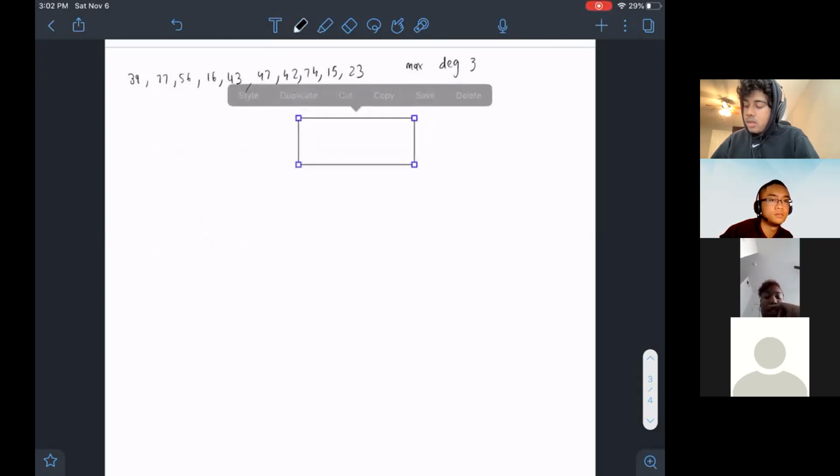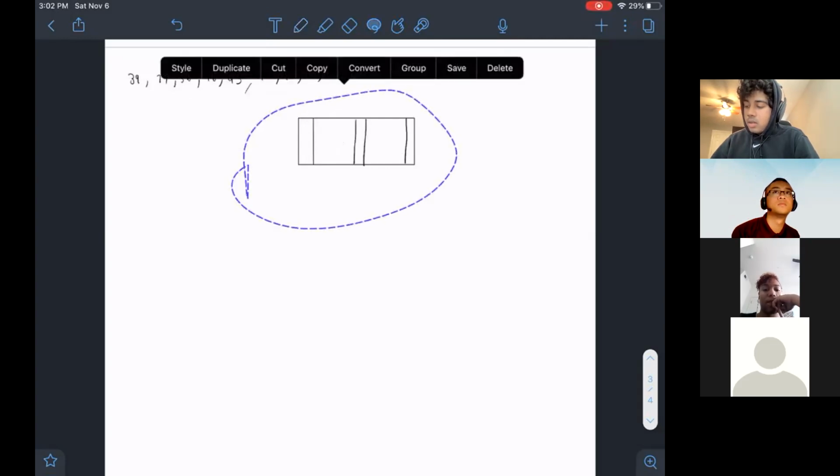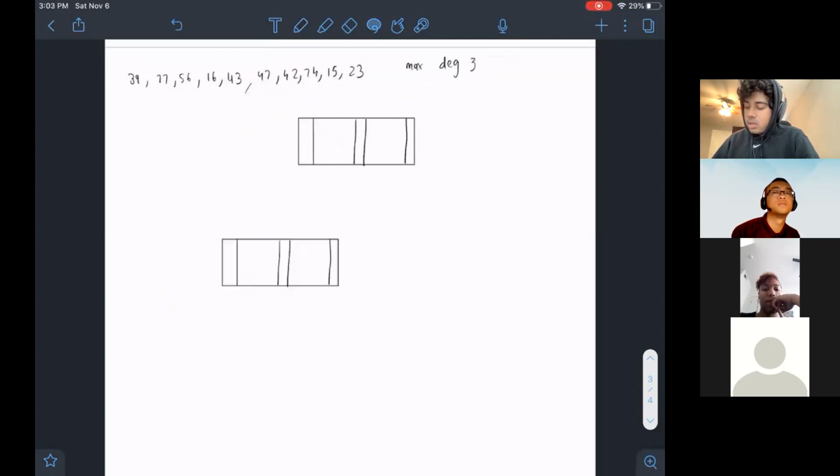Okay. What's the max? 3, right? 3. Yeah. M is 3. So we have 43 at the top. But before I do that, let me just copy this to make it easier on me. More consistent. Yeah, so we're gonna have 2 double nodes.